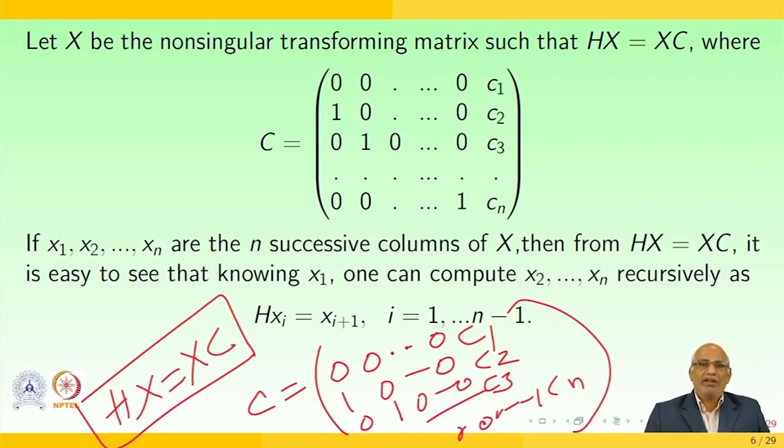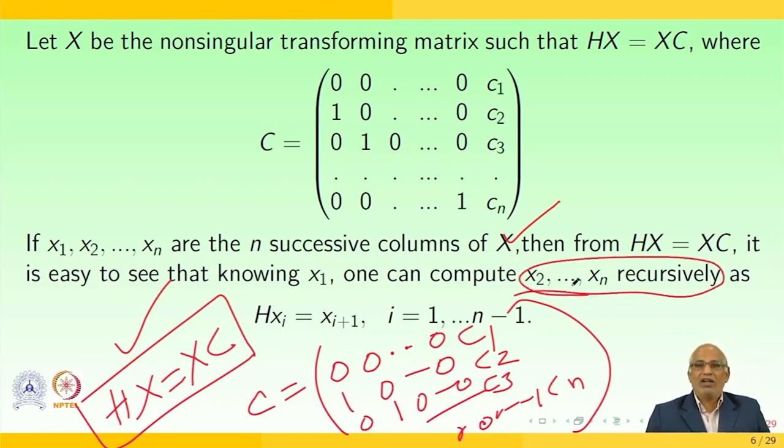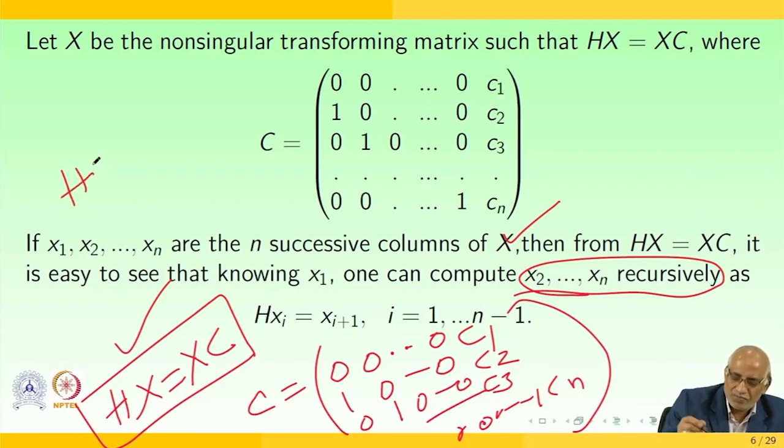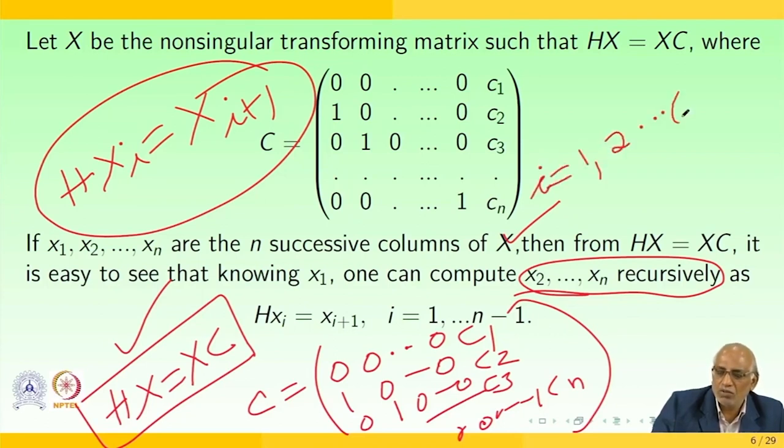So if x1, x2, ..., xn are the n successive columns of X, then from HX equal to XC, it is easy to see that knowing x1, one can compute x2, x3, ..., xn recursively. We write it as H x_i equal to x_{i+1}, for i equal to 1, 2, ..., n minus 1.